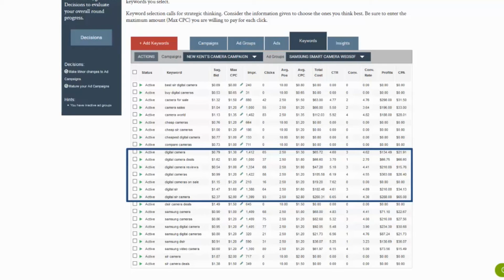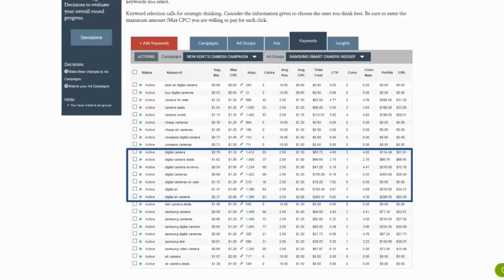Or we can see that simply on the face, these don't belong with the Samsung keywords, and we can create a different ad group with a broader appeal and send them to the home page of the website where they match a little better. If somebody searches for digital cameras, maybe you don't want to send them to a specific landing page for the Samsung Smart Camera WB350F. Maybe you want to send them to a home page where they can shop around for digital cameras. Either one of those decisions might be a good decision in this case.